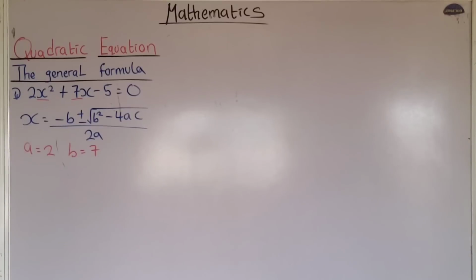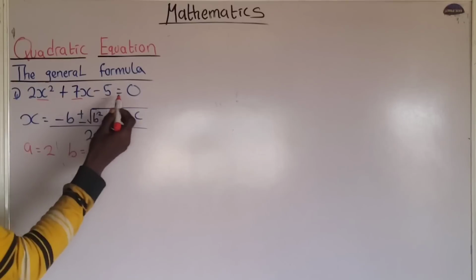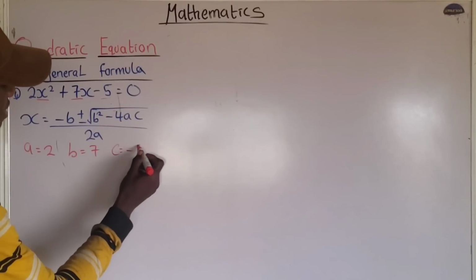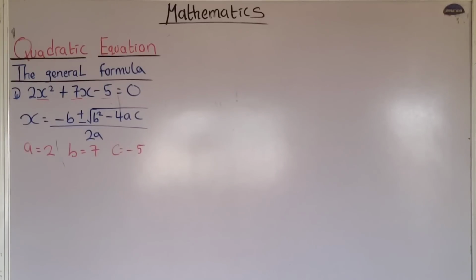And c is the constant term. The constant term in our quadratic equation is c, the term that doesn't have any value of x. And that will be what? Negative 5. So c is equal to negative 5. Do you understand? Okay?